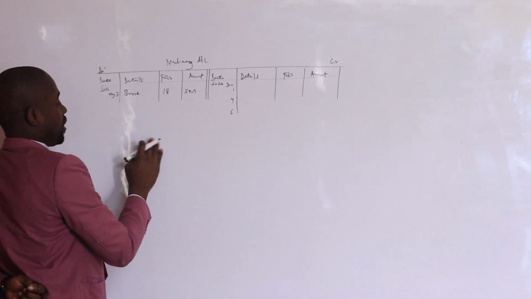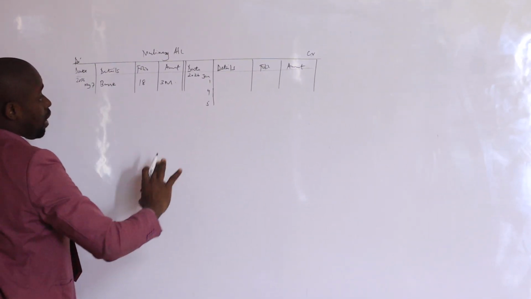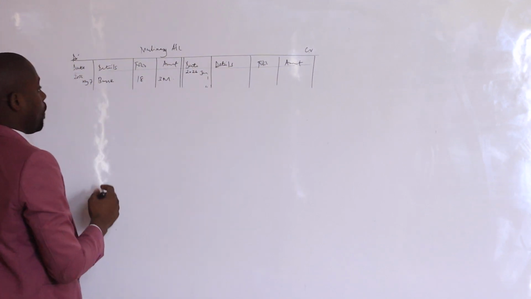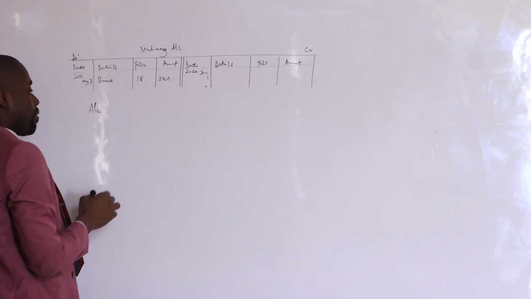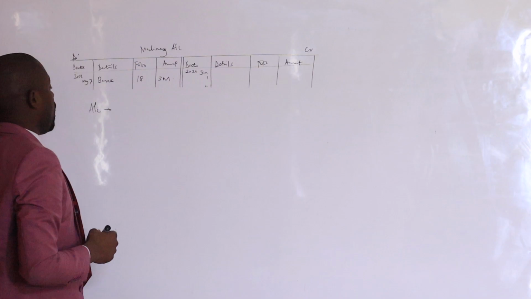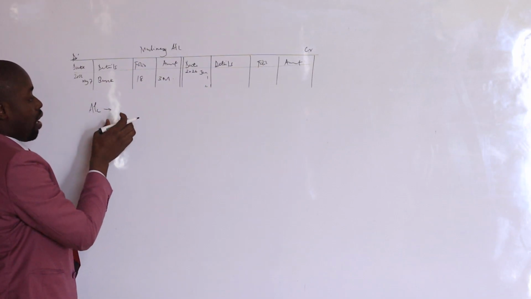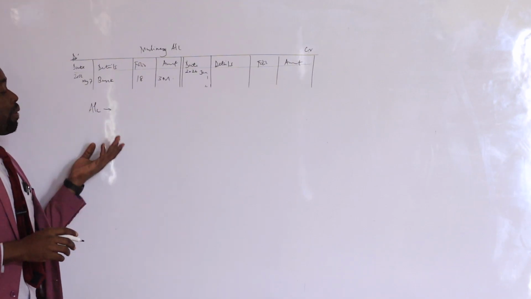Now, we said recording information on the debit side is called what? Debiting, and on the credit side is called crediting. So we have what you call an account. An account does not imply a slot in the bank where we keep our money. That is just one of the forms of what an account is.